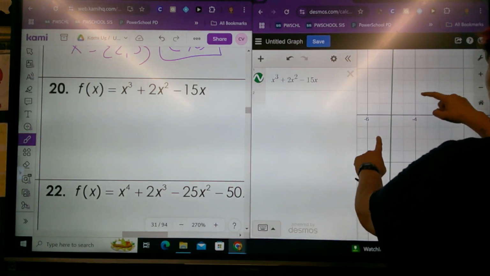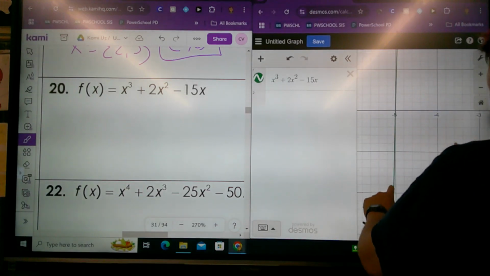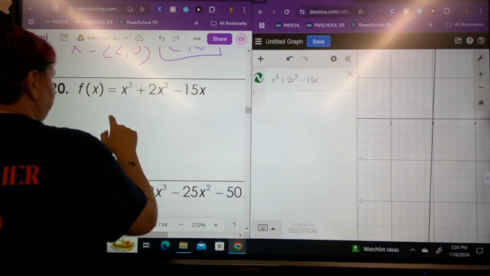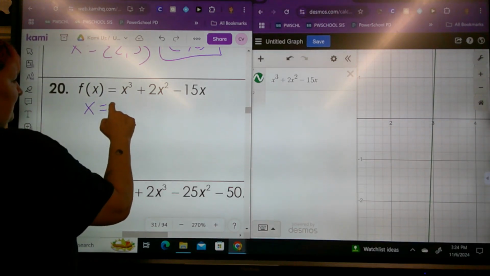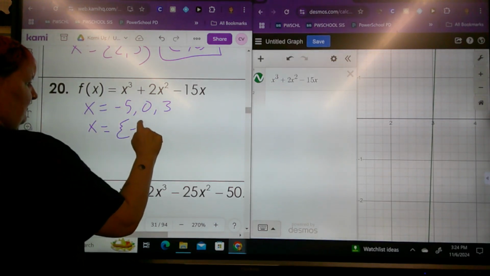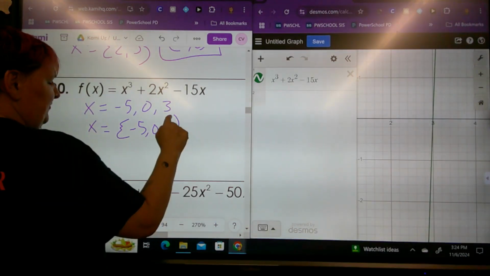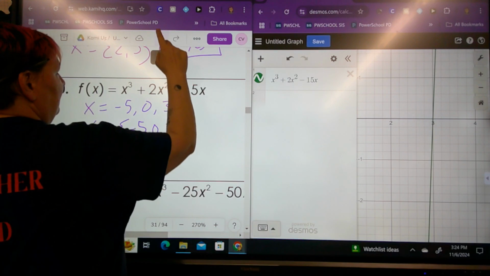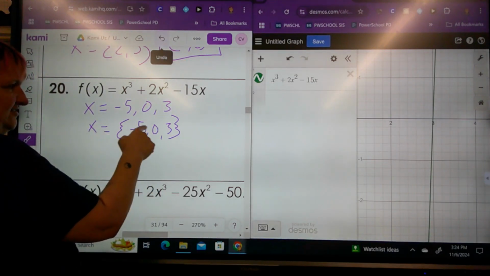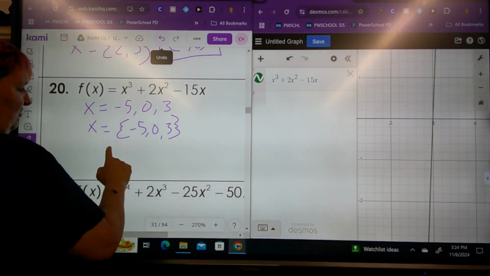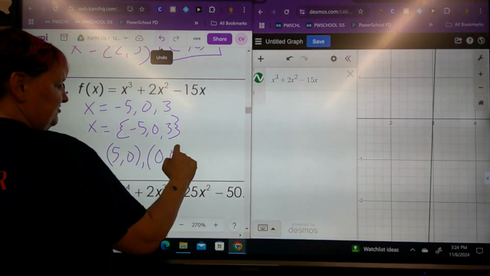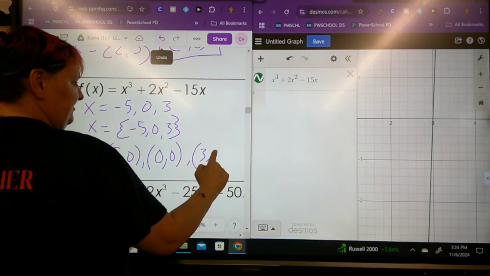Let's see, it looks like negative 5, 0, and 3. Negative 5, 0, and 3. Remember, these are where it crosses the x-axis. The y's are all 0. So negative 5, 0. Ooh, it crosses the origin. 0, 0, and 3, 0.